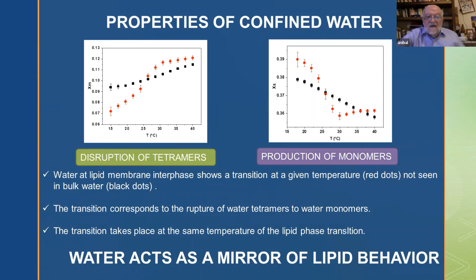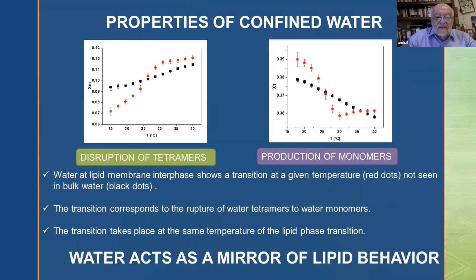The properties of this type of water can be studied by running the water balance in terms of temperature, and we can see that in the presence of lipids, water presents a transition that is not seen in pure water. Here is the water balance in the presence of lipids, and here is the water balance in pure water. And this transition corresponds to the disruption of water tetramers, that is 4 H bond water molecules, to monomers. And this transition takes place at the same temperature at which the lipid phase transition is observed. Therefore, the water in this case that is bound to the lipids acts as a mirror of the lipid behavior.